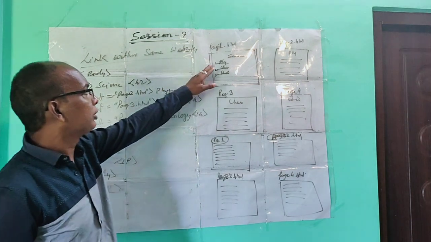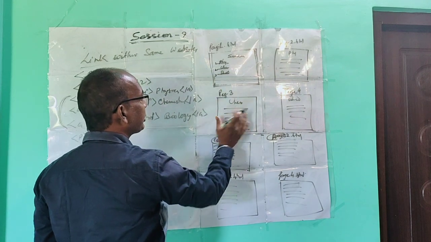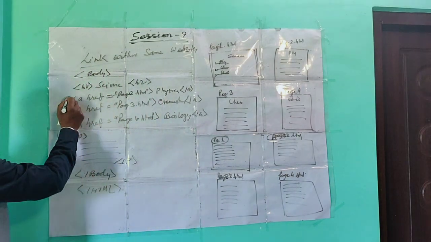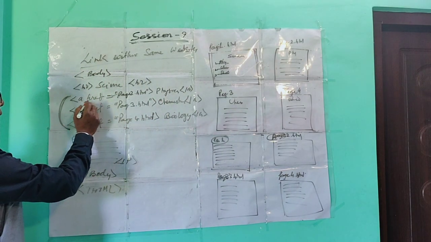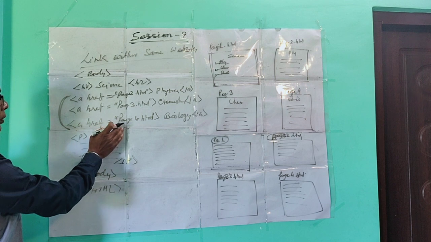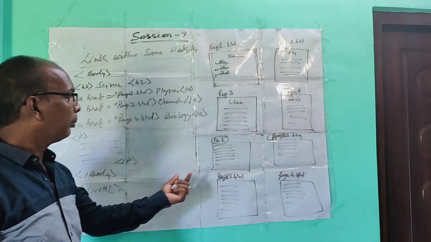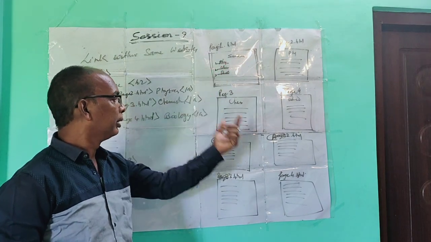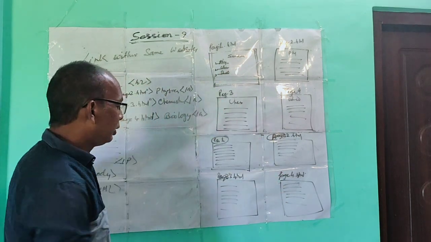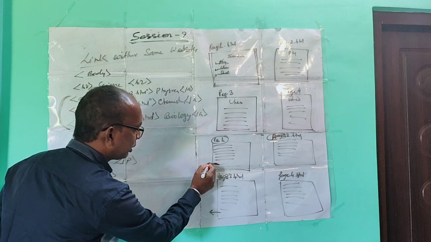When you click it here, the physics page will open. When you click it here, the chemistry page will open. When you click it here, the bio page will open. For that, we have to create 3 links by using anchor link: a href page number 2, a href page number 3, a href page number 4. And to jump directly from page 2, page 3, page 4 back to the home page, we need one text here.